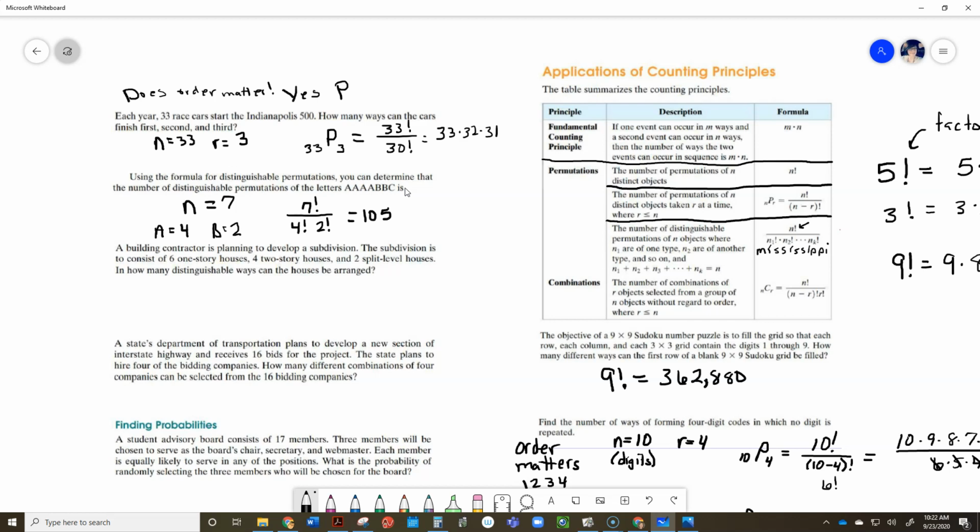The subdivision is to consist of 6 one-story houses, 4 two-story houses, and 2 split-level houses. How many distinguishable ways? Now, this is kind of contrived. I feel like they're forcing a word problem here because I live in a subdivision that has the same floor plan used over and over and over. The house right across the street from mine is exactly like mine, but you can tell the difference because they use different brick.